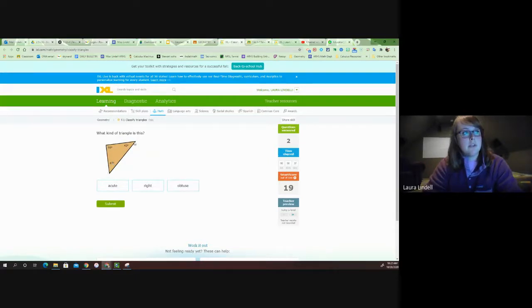Sometimes we'll see a picture like this where it tells you the angles of the triangle, and you'll have to notice, oh, this one's 90. That means it's a right triangle. And see, we're already at 28.